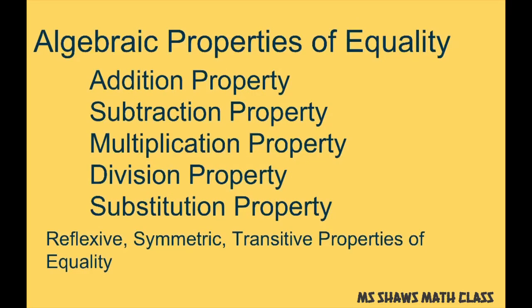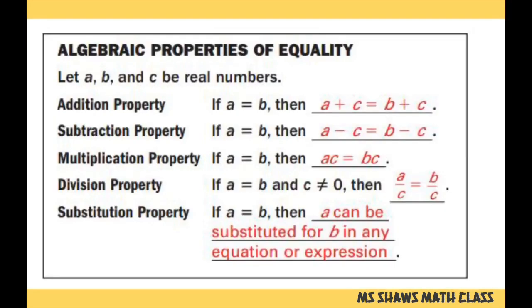Everyone, this lesson's about algebraic properties of equality, mainly definitions with a few examples. They include addition, subtraction, multiplication, division, and substitution. And we're also going to talk about the reflexive, symmetric, and transitive properties of equality. So here are your algebraic properties of equality.